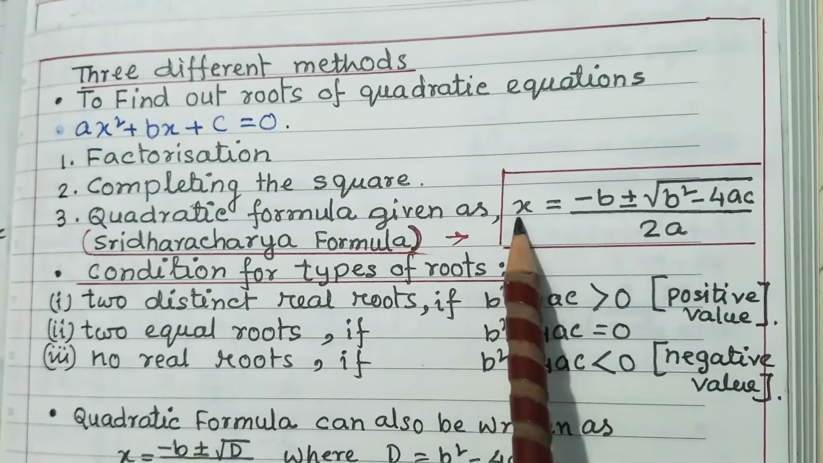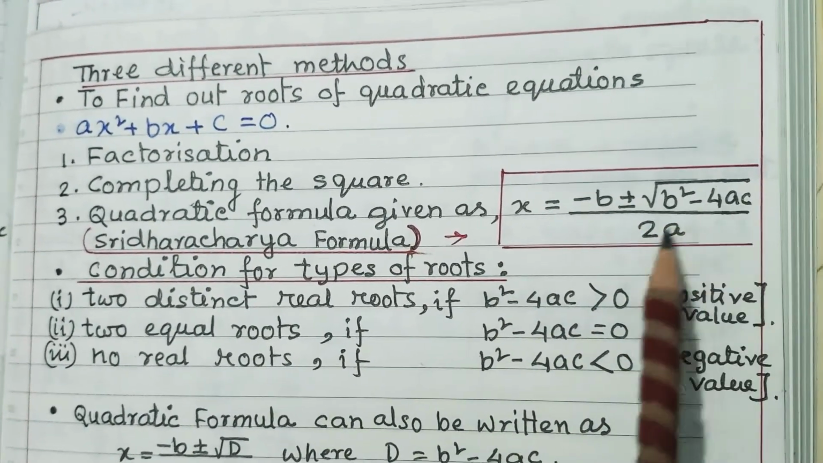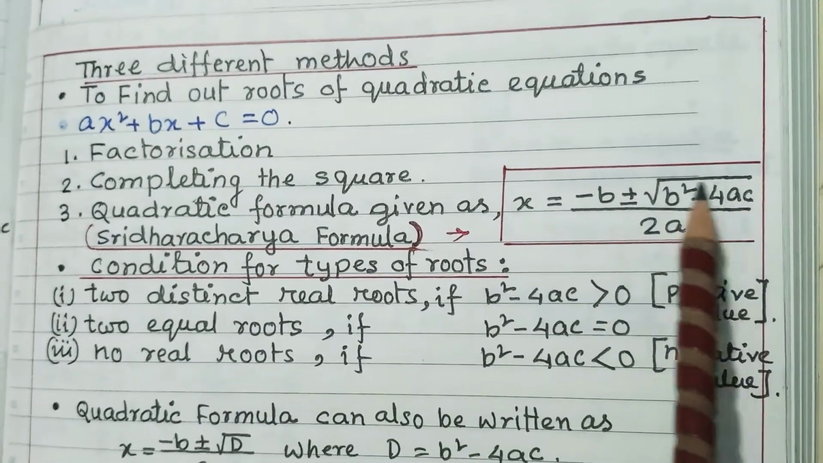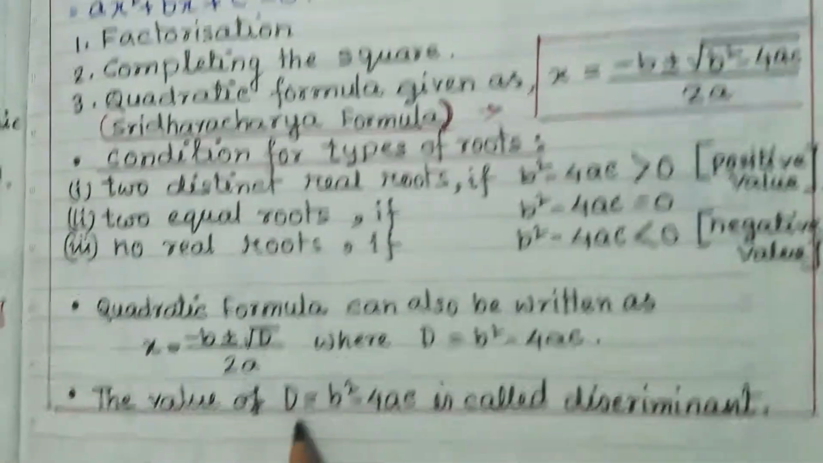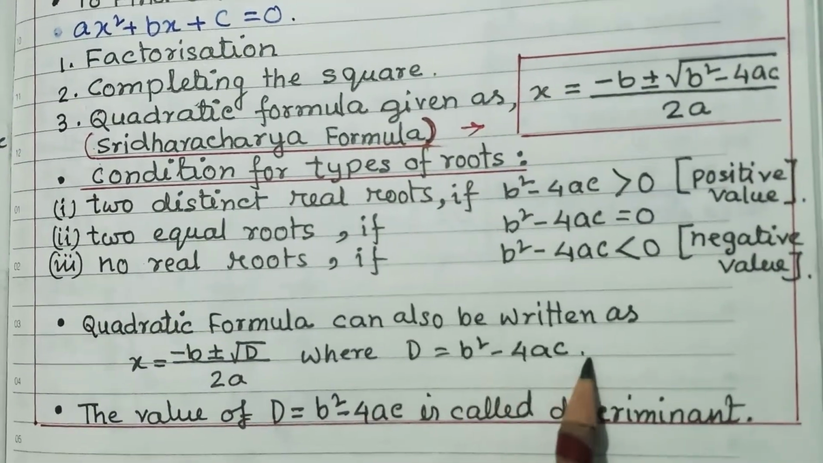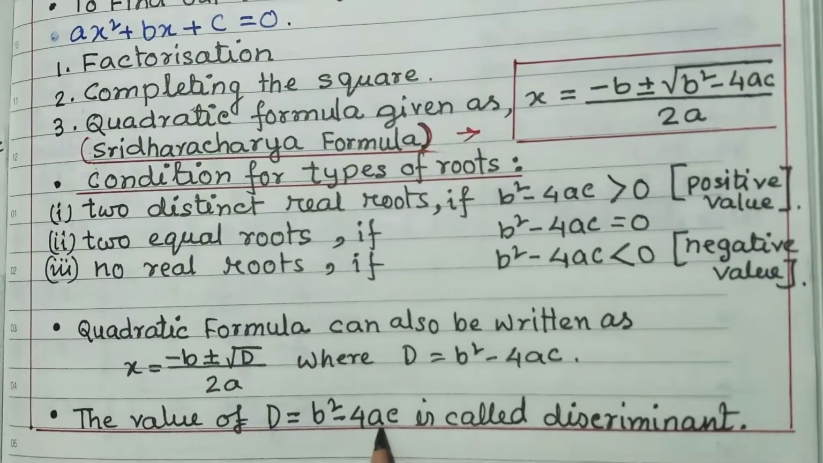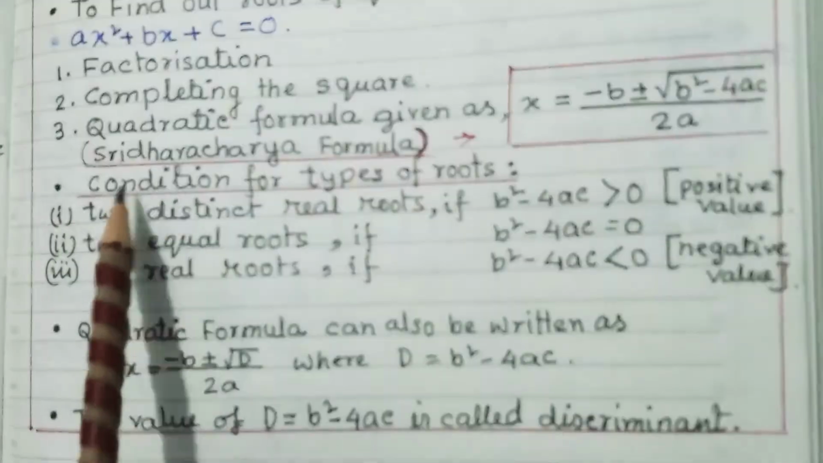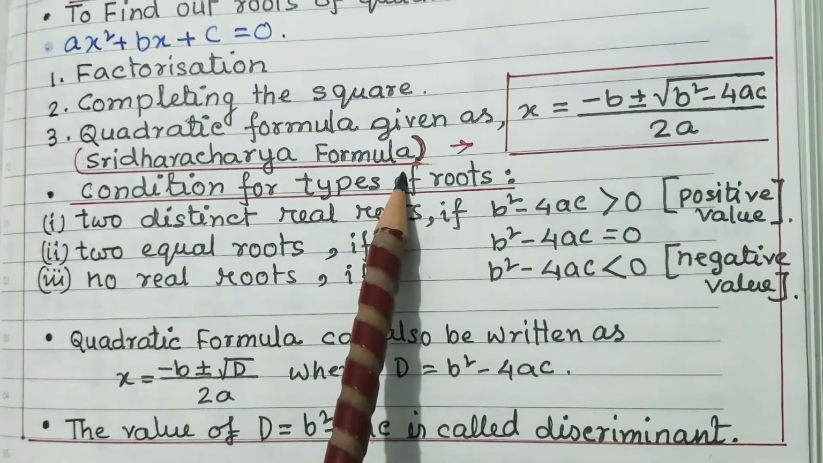The quadratic formula is x equals minus b plus minus root over b square minus 4ac upon 2a. This part, b square minus 4ac, is called the discriminant, D. So D is b square minus 4ac. This formula is also called the Sridharacharya formula.